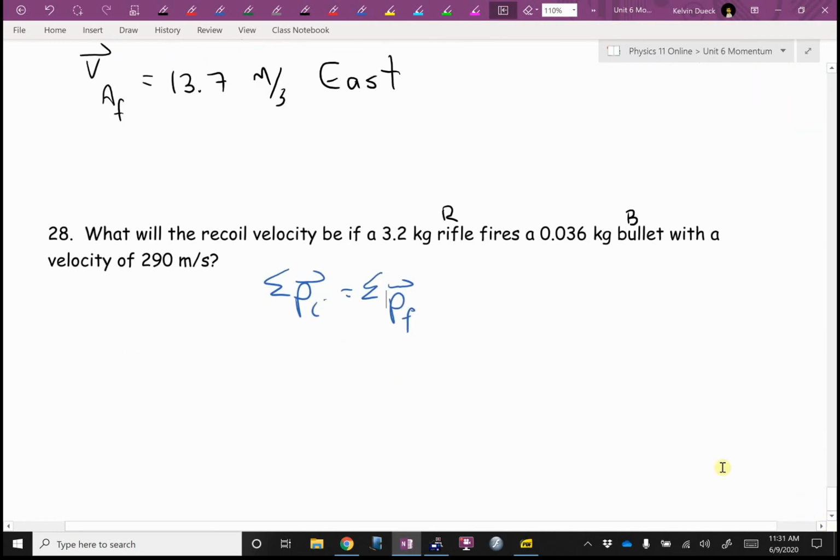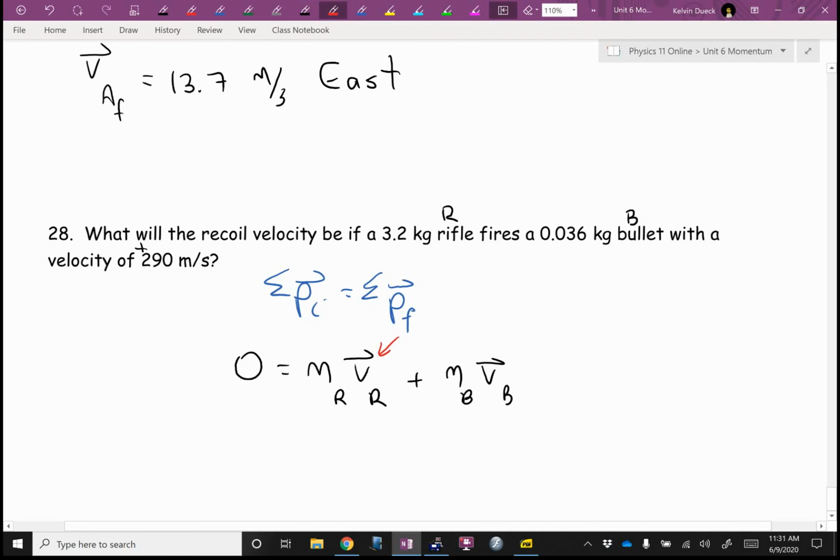Before we pull the trigger, what's moving? Nothing. So my initial momentum is 0. After I pull the trigger, I'm going to have the mass of the rifle, velocity of the rifle, and mass of the bullet, velocity of the bullet. They're going to end up going in opposite directions, so I'll let the bullet be positive. Yes, I'm positive. They want me to find the recoil velocity of the rifle.